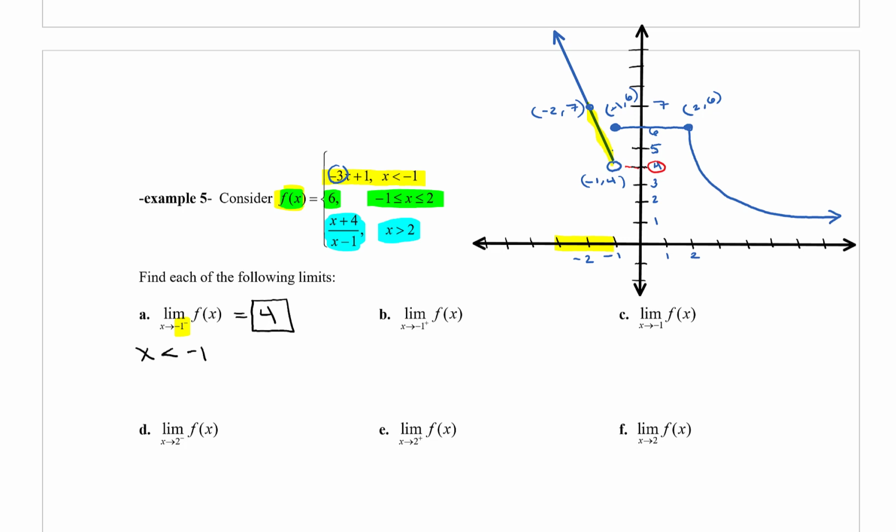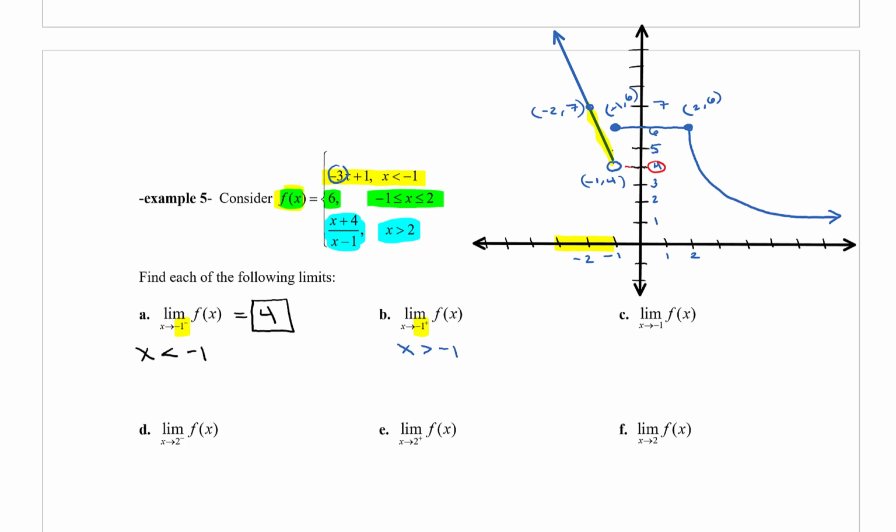So now we are going to look at where we are getting as we're coming in from the right-hand side. So those are the values that are greater than -1. So I'm going to go here and write x is greater than -1. Just to remind you, as we're coming in from the right, those are the values that are greater than -1.